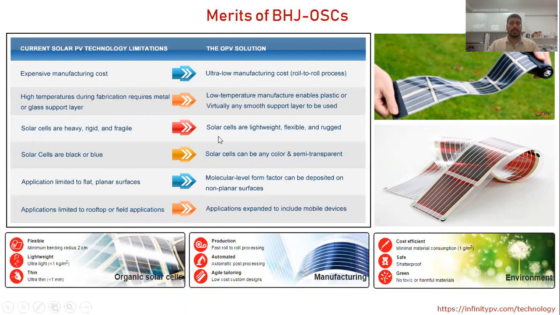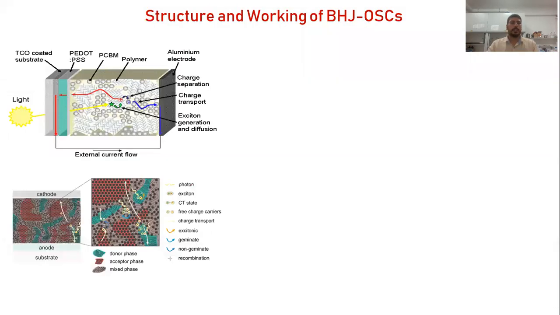We can deposit on any surface. We can apply these on mobile devices also. Organic solar cells are environmentally friendly. These are ultra thin, less than 1 millimeter, and they are flexible. We can fabricate on flexible substrates also. So because of these advantages, the bulk heterojunction shows its potential for the commercialization of these organic solar cells. Now, this is the structure of the organic solar cell.